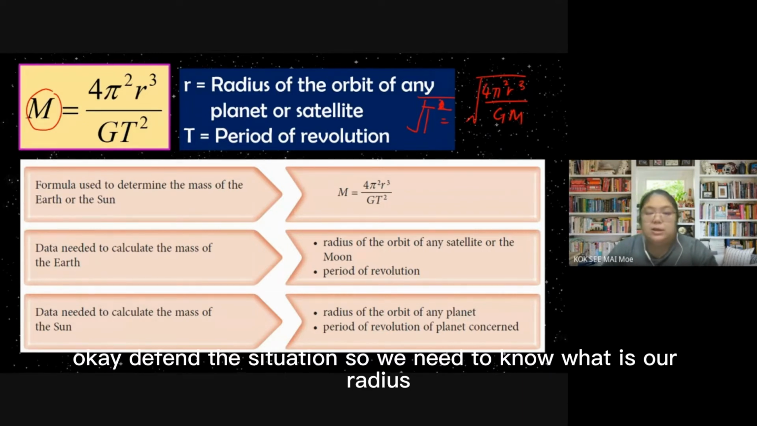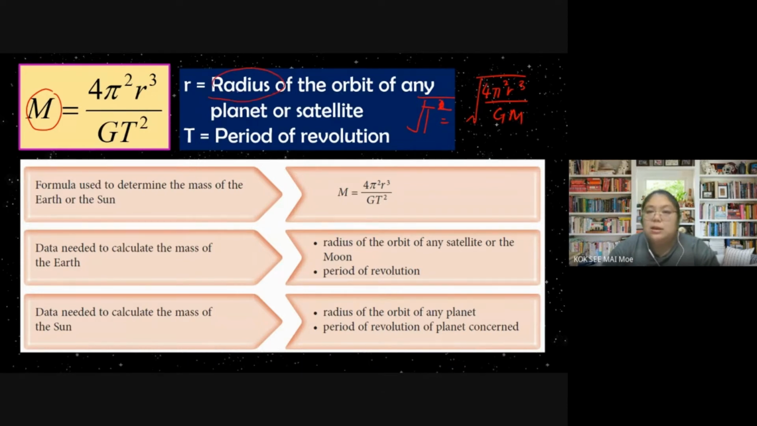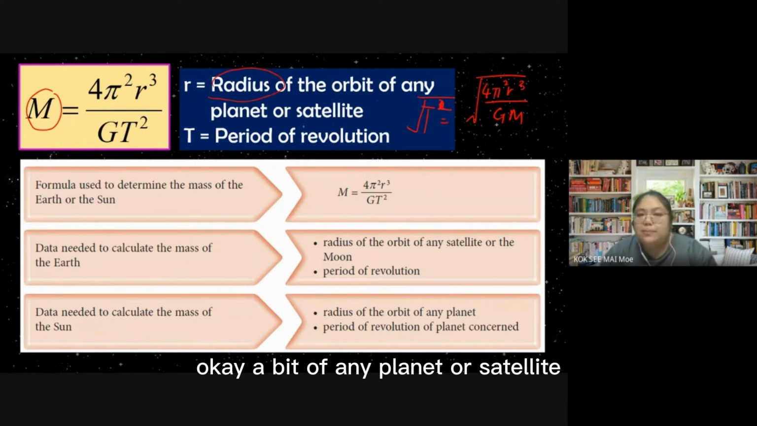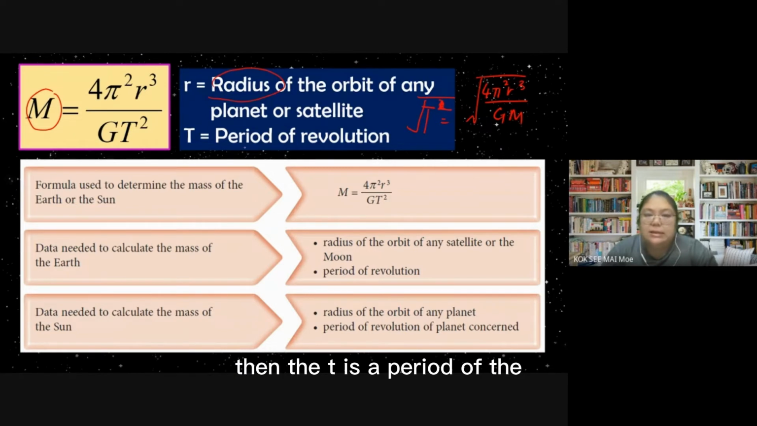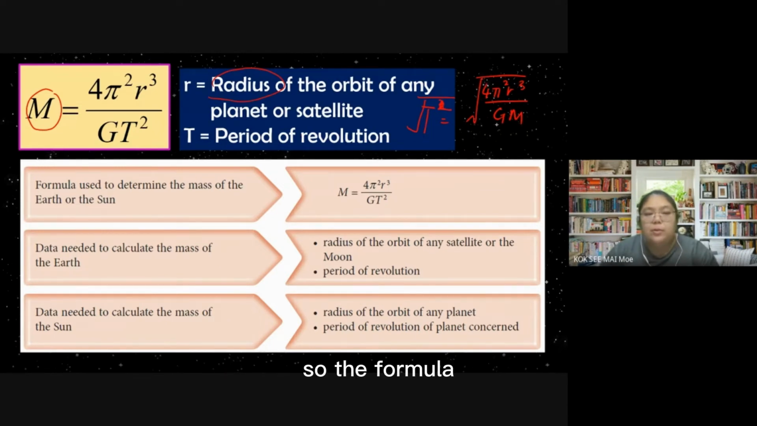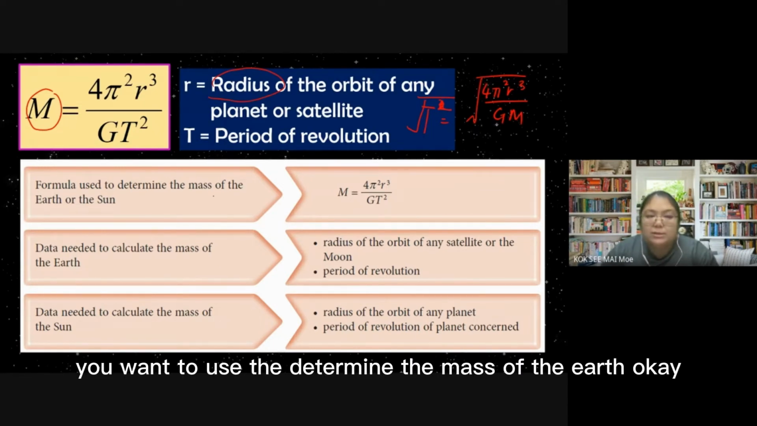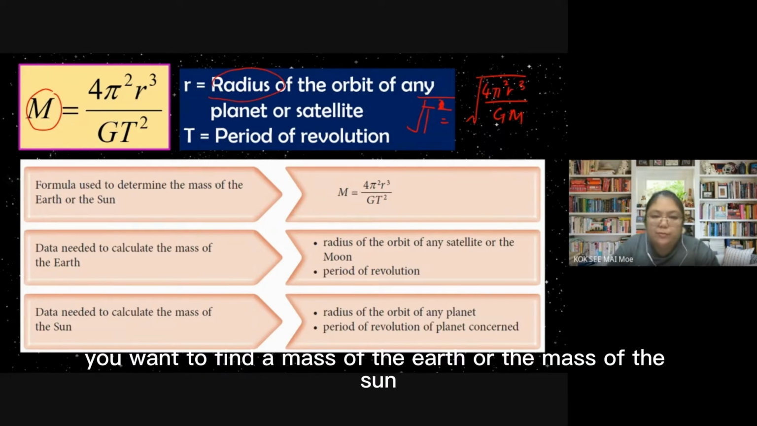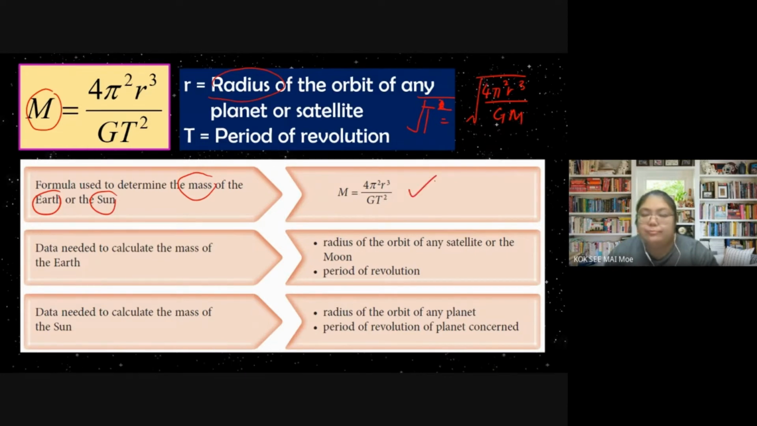Okay, depending on the situation, we need to know what R is, the radius of the orbit of any planet or satellite. Then T is the period of the revolution. Revolution means one circle they finish. So this is the formula you want to use to determine the mass of the Earth. Normally they want to find the mass of the Earth or the mass of the sun, so we use this formula.